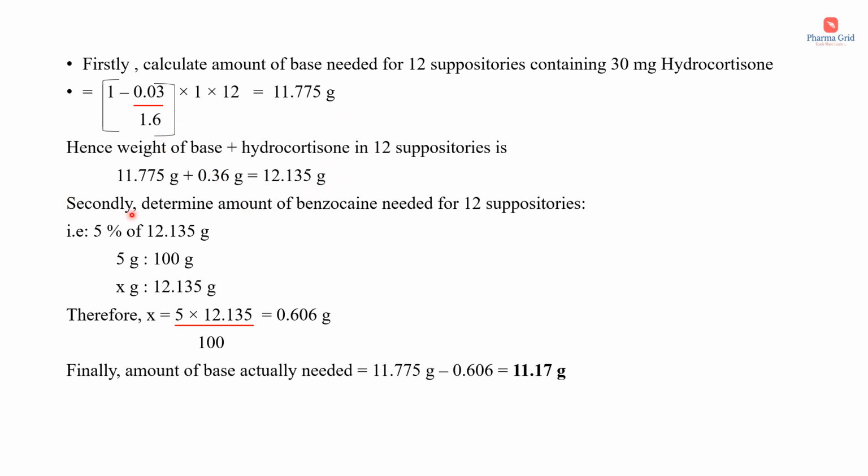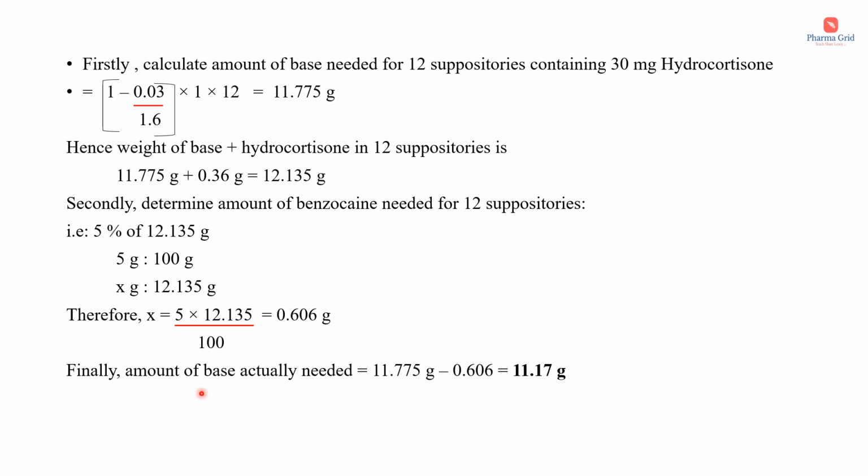Okay, so next take the case of benzocaine. So secondly, determine the amount of benzocaine needed for 12 suppositories. In the question, they have given that benzocaine is present as 5%. Okay, so 5% means 5 gram is present in 100 gram. So let it be x gram present in 12.135 gram. Therefore, x is equal to, cross multiplying, 5 into 12.135 divided by 100. That is equal to 0.606 gram. So 0.606 gram is the amount of benzocaine needed for 12 suppositories, which is 5% of 12.135 gram.